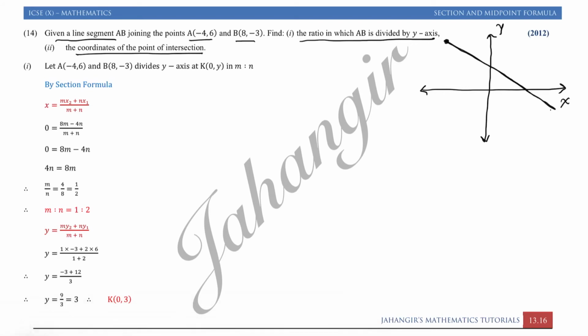So here I can write A, that is minus 4, 6. Here I can write B, that is 8, minus 3. X is positive and y is negative. It is intercepted by the point at y-axis. So let's say point P is on y-axis. Its coordinate will be 0, y. That you have to write.